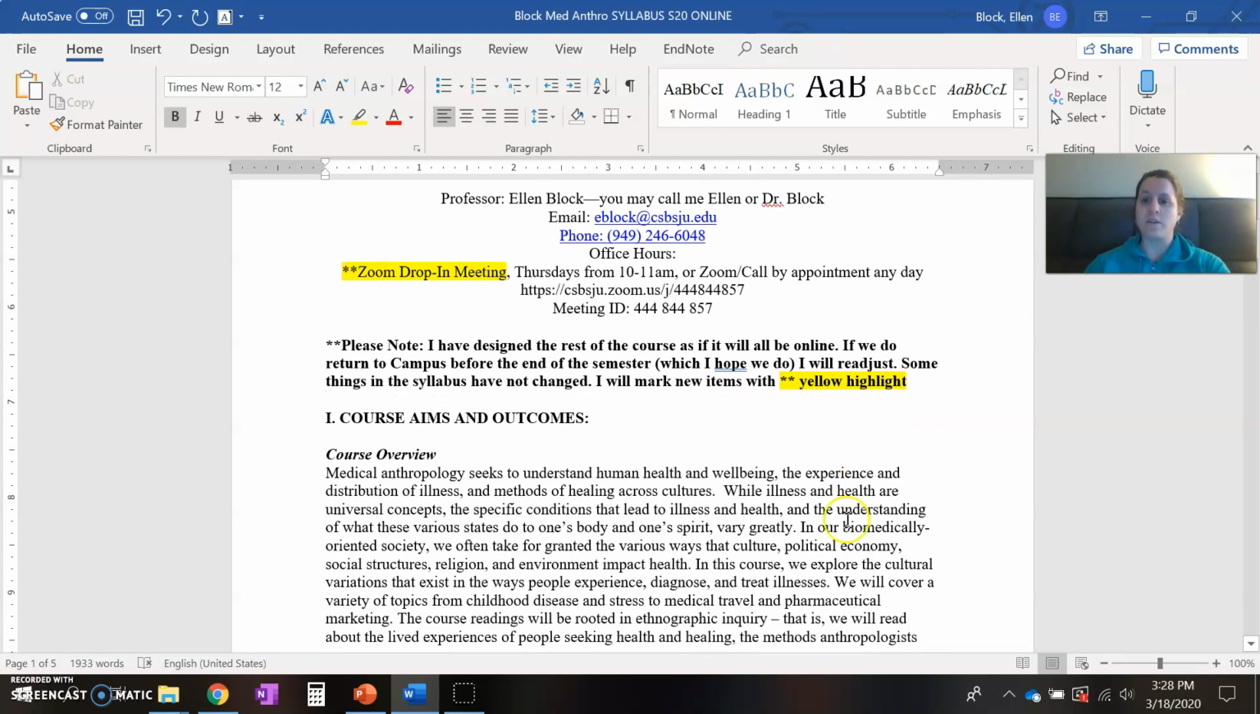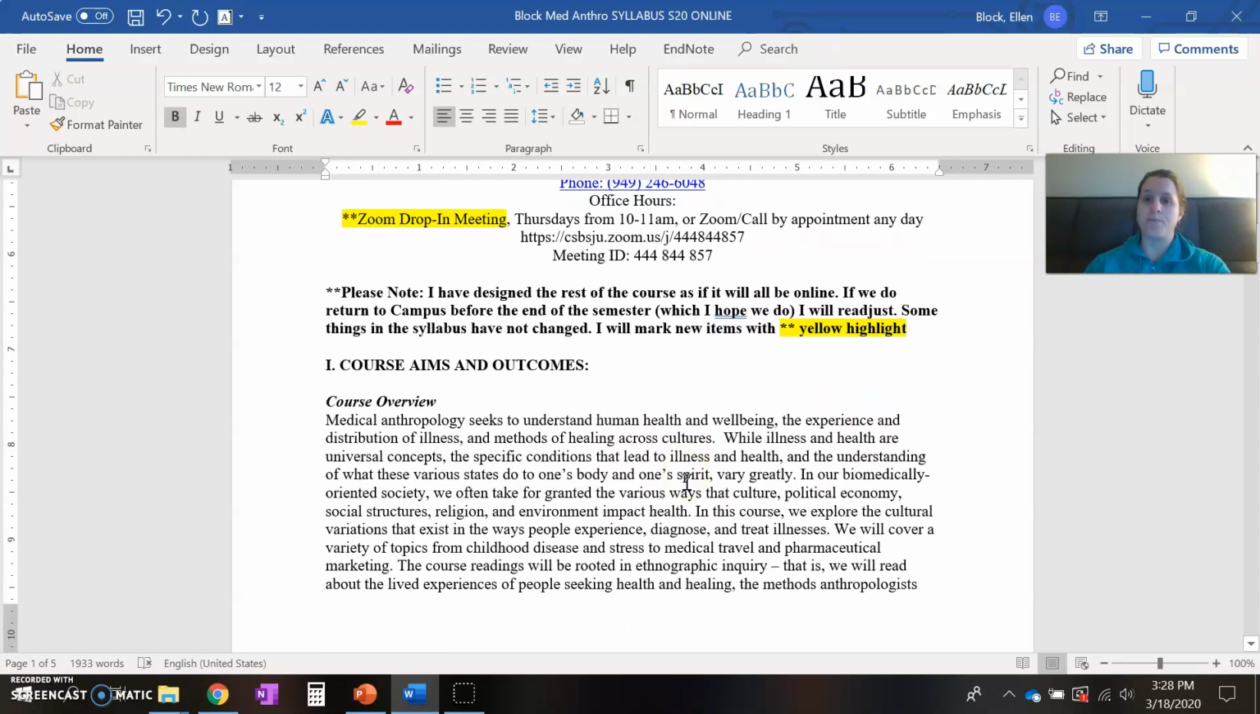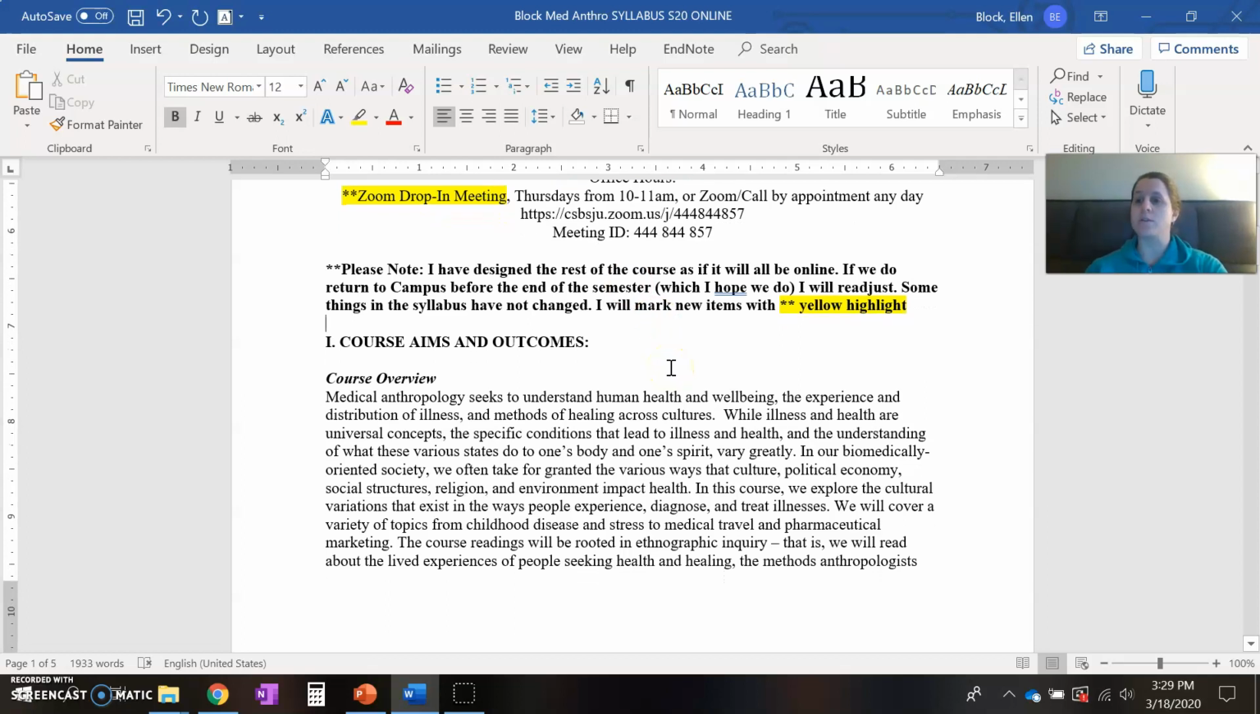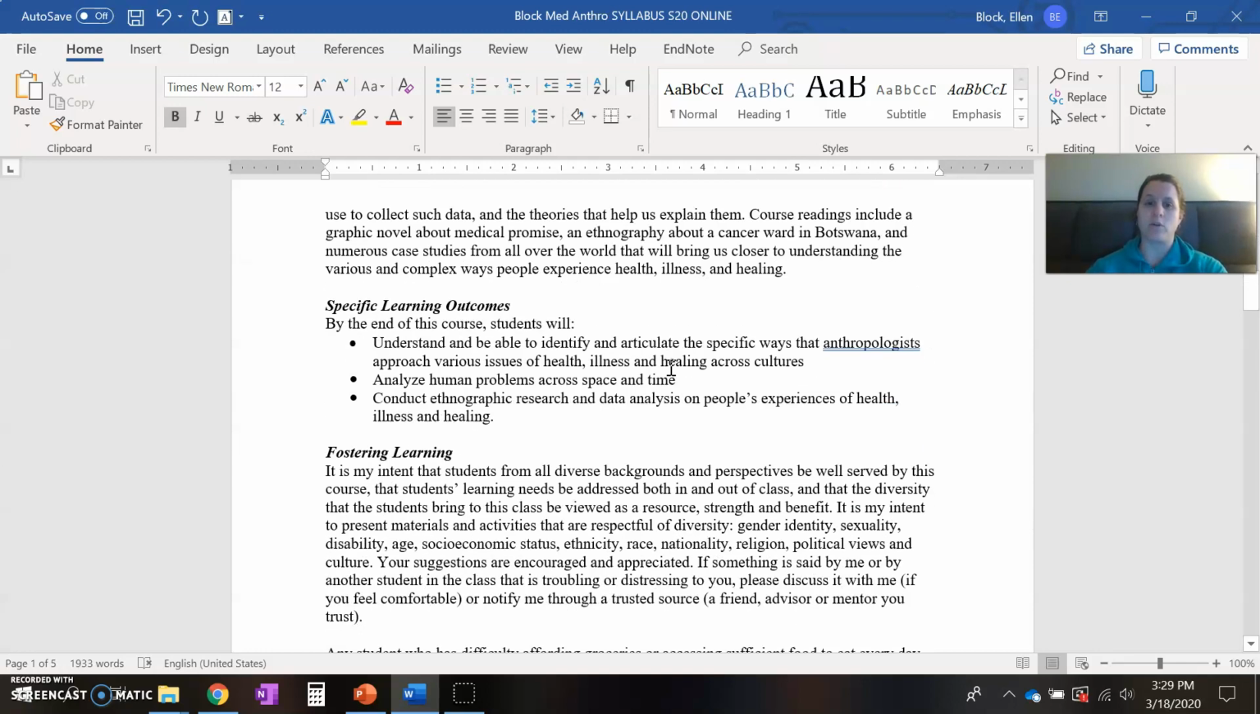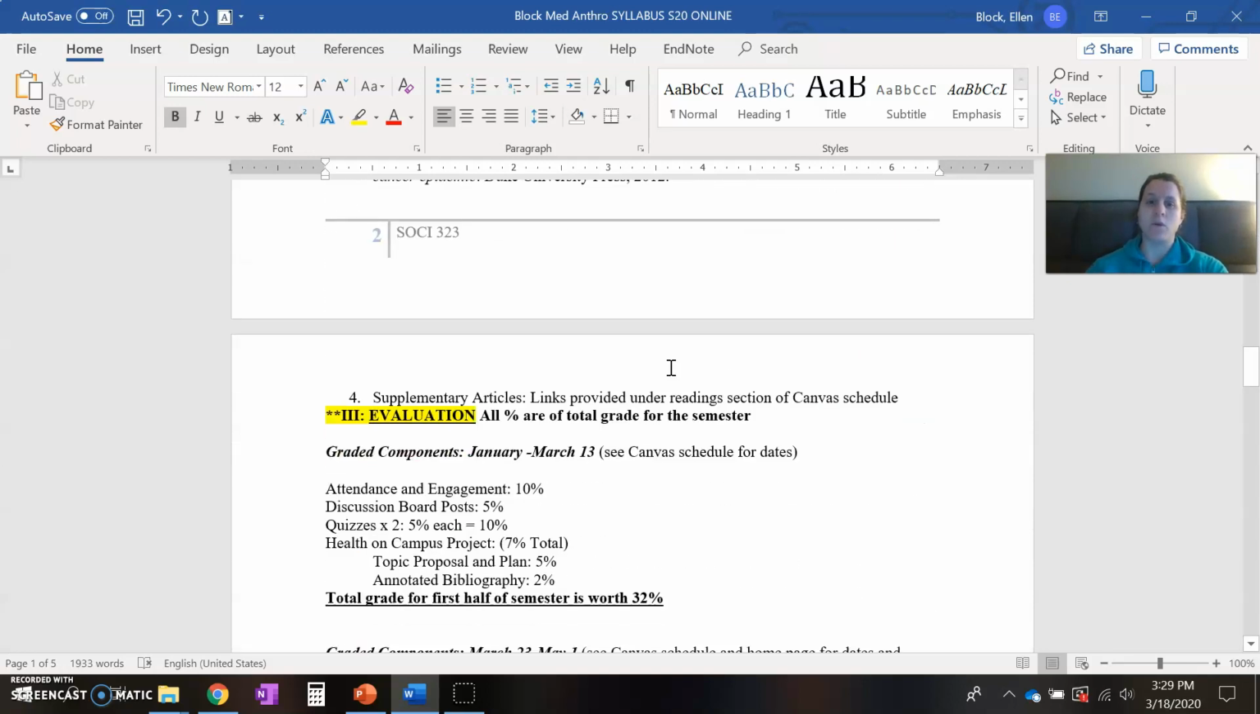So I've left the things in the syllabus that are relevant. I put yellow highlights and stars on anything that's new, so you can draw your attention to that. I've basically designed the rest of the semester as if we're going to be online, and if things change, then I'll readjust. But for now, this is just how I'm conceptualizing it going forward. I think it makes things a little simpler for me and maybe for you as well. All right, so this is all the same. You can take a look at it.